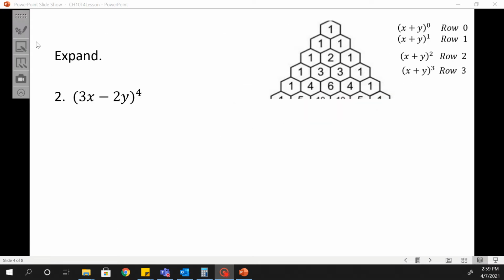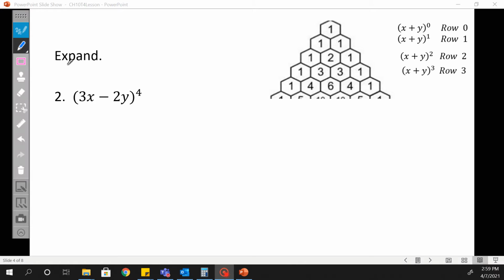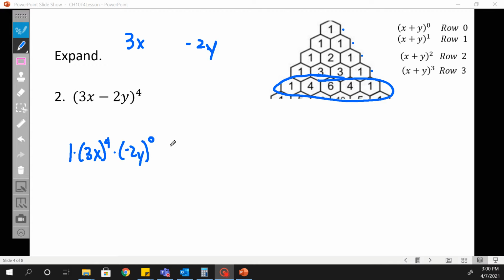All right, let's expand this one. We got 3x, we got negative 2y, and our coefficients are going to be, so we're in the fourth row, 0, 1, 2, 3, 4. We're right here in Pascal's triangle. So our coefficient is going to be 1, 4, 6, 4, and 1. So we got 1 times, so this one, 3x, is going to start at the fourth power, and the negative 2y is going to start at the 0 power.